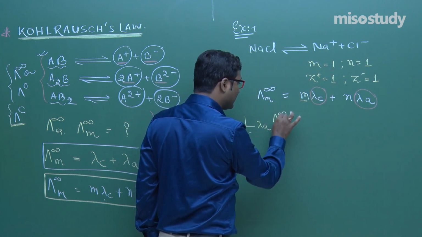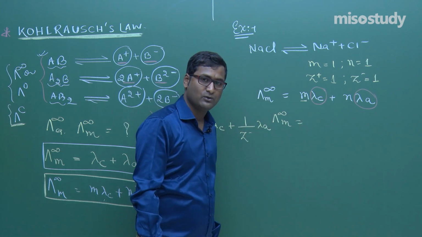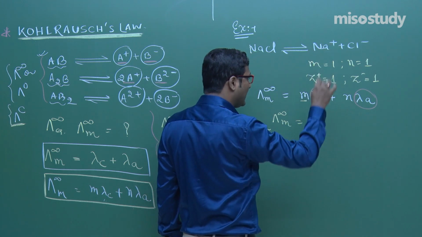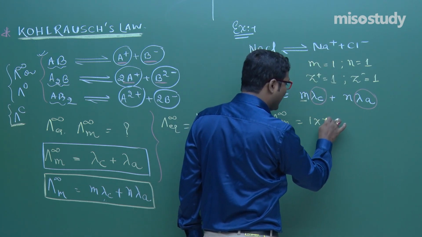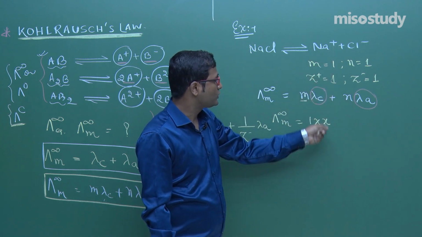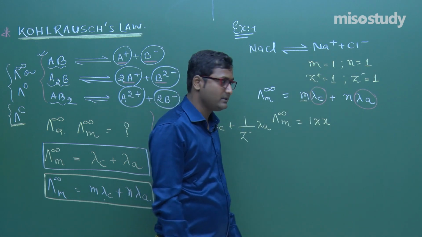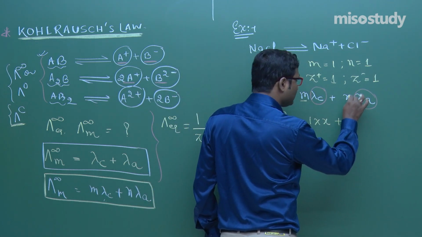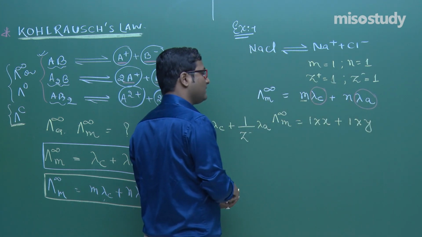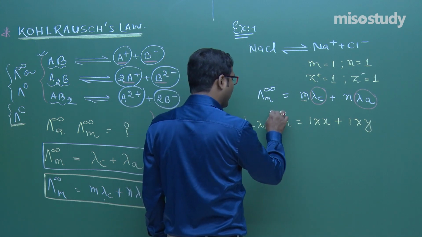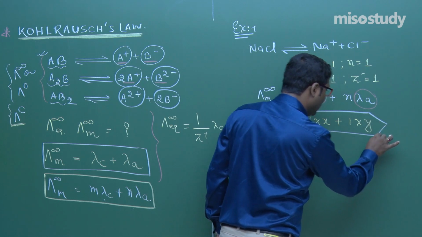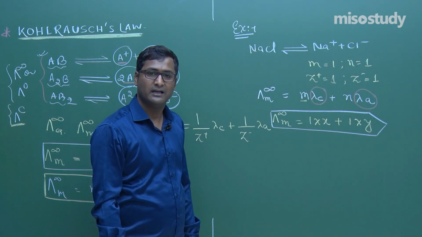So molar conductivity at infinite dilution is equal to 1 multiplied by the ionic conductivity of the cation, suppose X. It is given in the numerical question, the value of ionic conductivity, and for Cl it is 1 again. Assume that the ionic conductivity of the anion is Y. So this is the expression to find the conductivity at infinite dilution.